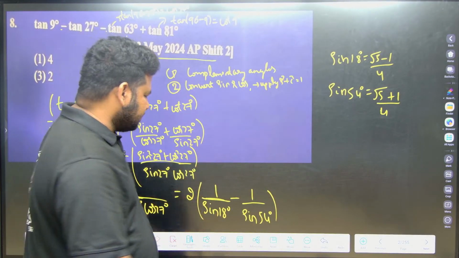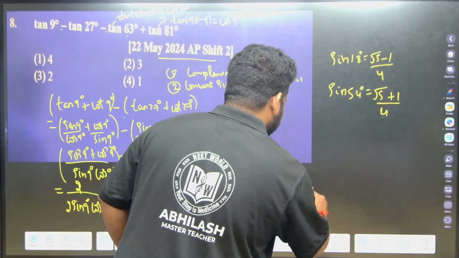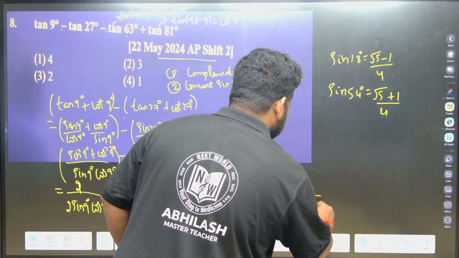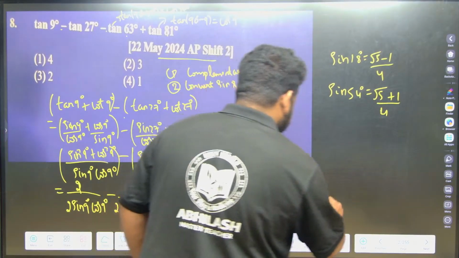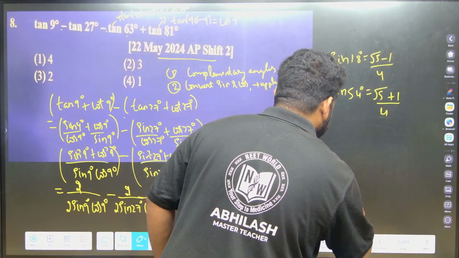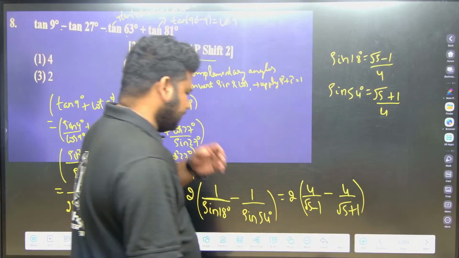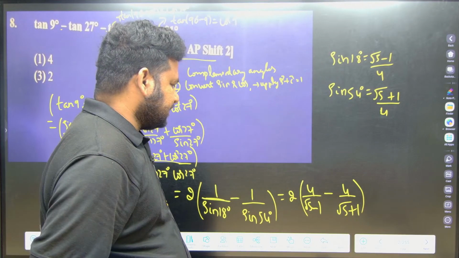Okay, so this will become 2 times, into what is this? 4 by root 5 minus 1 minus 4 by root 5 plus 1. This is what we will have, correct na?